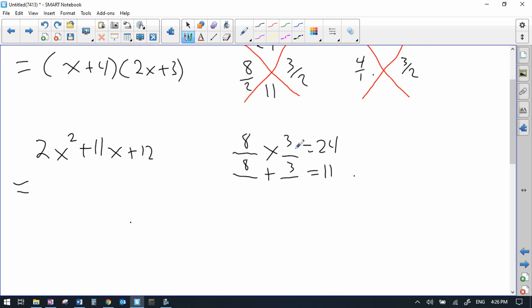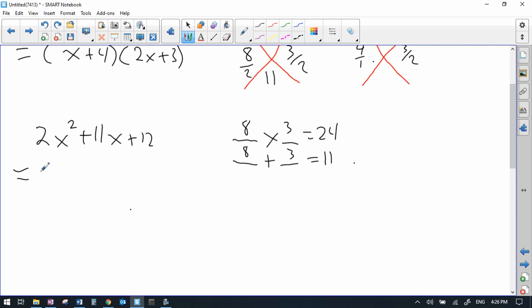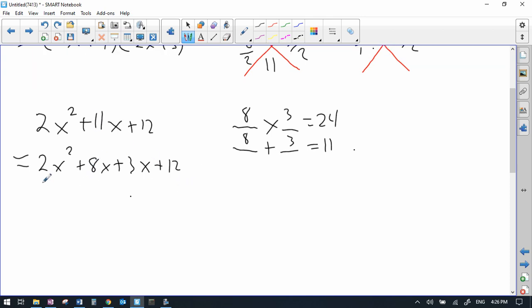And then with decomposition, you break up the 11x into 8x and 3x, like that. Okay, that's why it's called decomposition, because you decompose this middle term. Now this is valid. I mean, 8x plus 3x is 11x, so it's okay to do that. And then the next trick is to actually common factor the first two terms. The greatest common factor is 2x. So you're left with 2x times x plus 4.